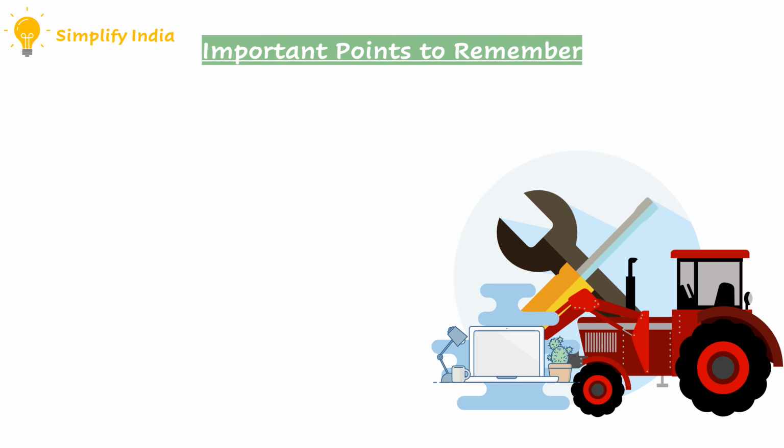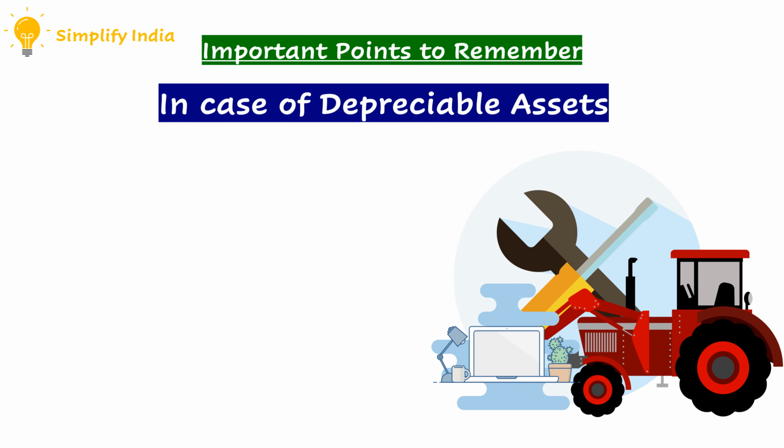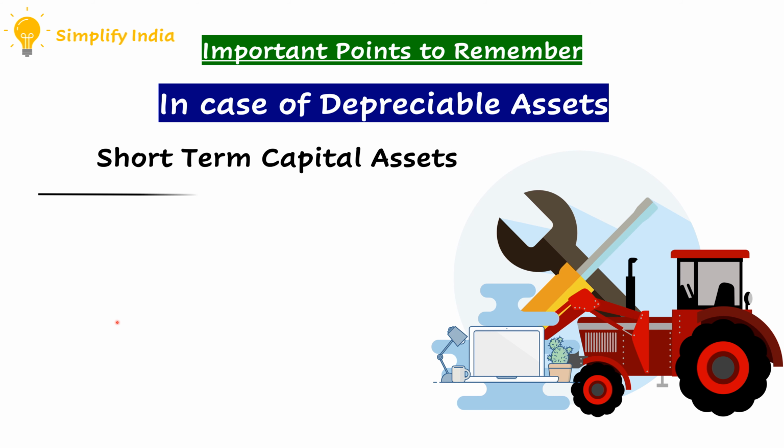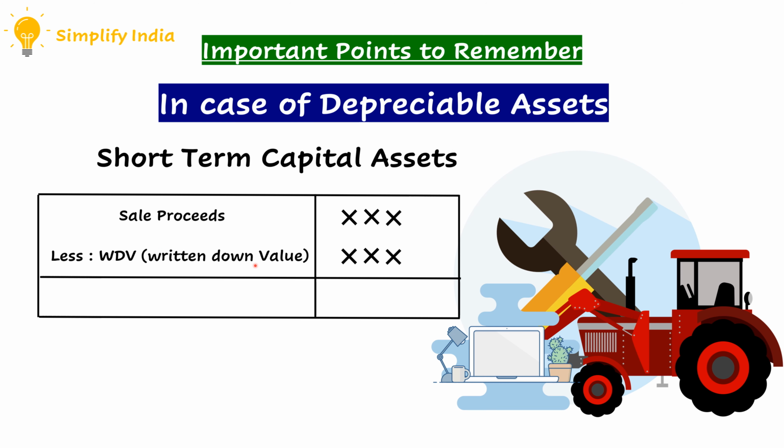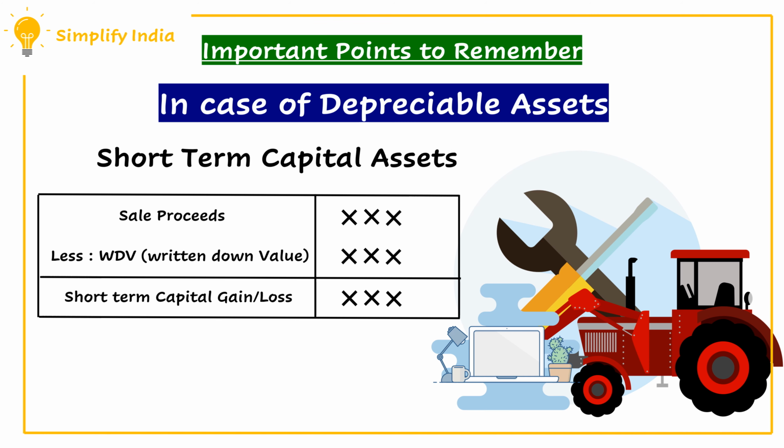In case of depreciable assets like plant and machinery, it will always be a short-term capital asset. For this, we have to use a particular format for computation of short-term capital gain or loss, where we take the sales proceeds from which we deduct the depreciation under written down value method, from which we arrive at short-term capital gain or loss.